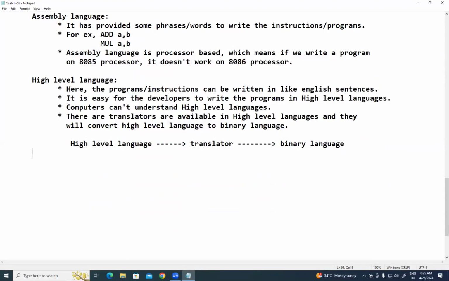Now coming to the point, folks. Listen to me, everybody. I would like to ask a question. You have to answer this question. This question plays an important role. Why don't we write the instructions directly in our native language like Telugu or Tamil or Hindi?